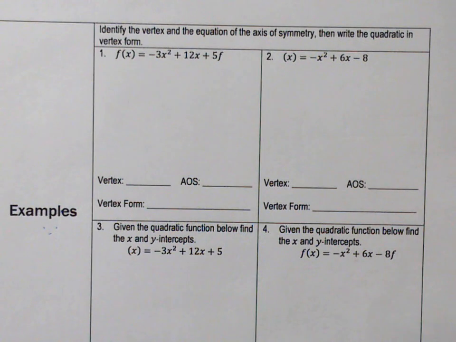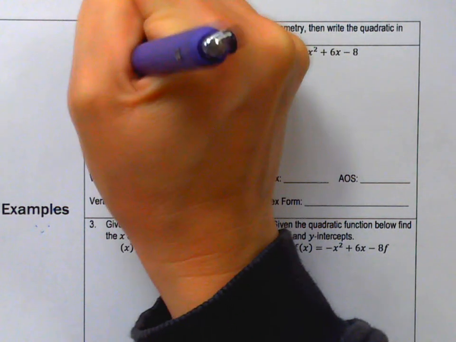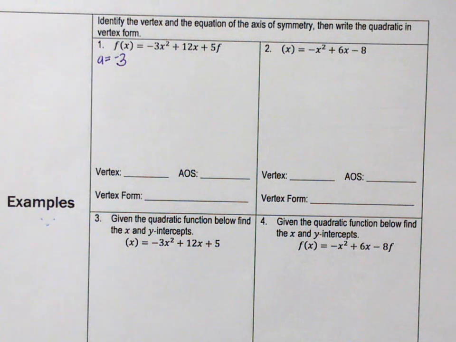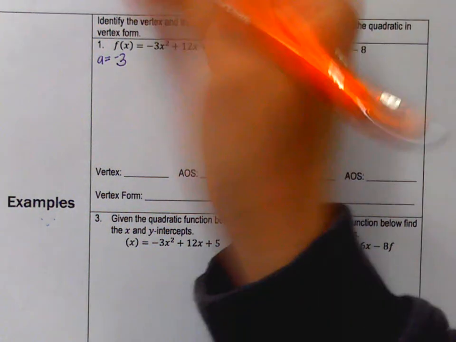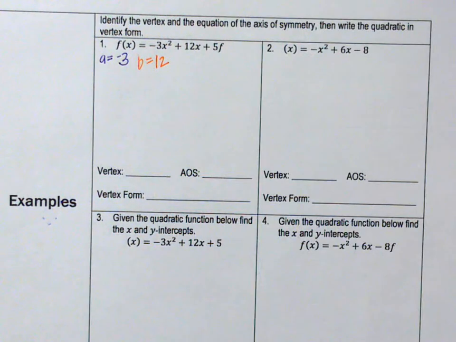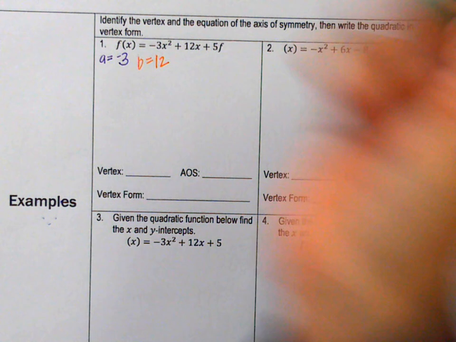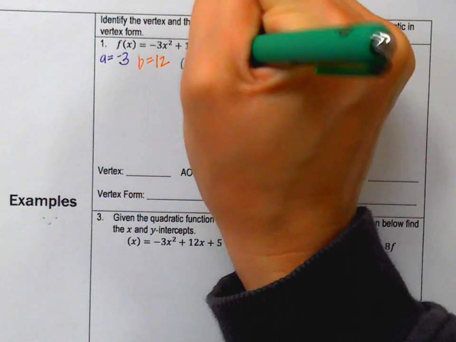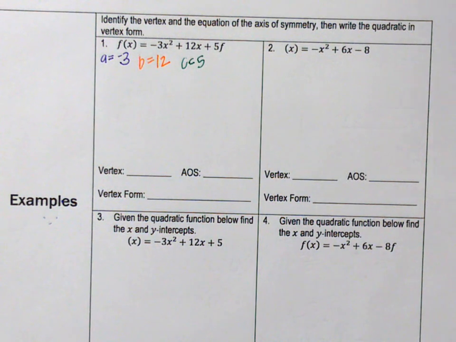Now, you just did this on that example where we were writing it in vertex form. I'm going to do one with you. So let's try that one out again. First thing, just like I did before, is identify my A, B, and C value. In this case, my A value is -3. My B value is 12. And then my C value is 5. I don't know why there's an F there, so we can ignore that.